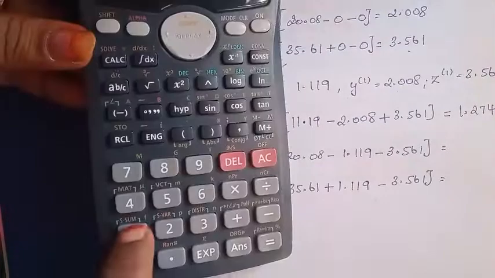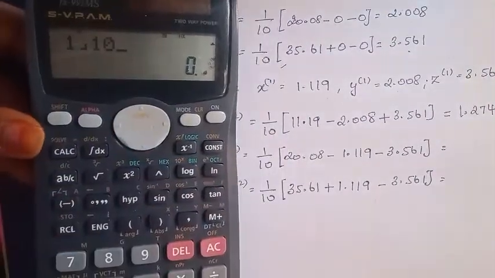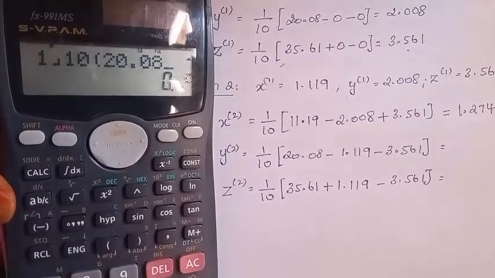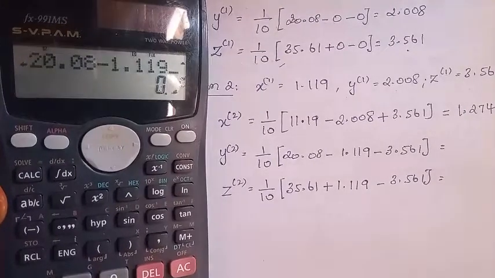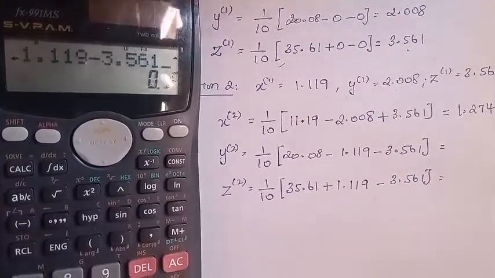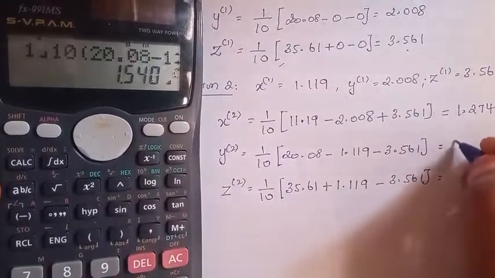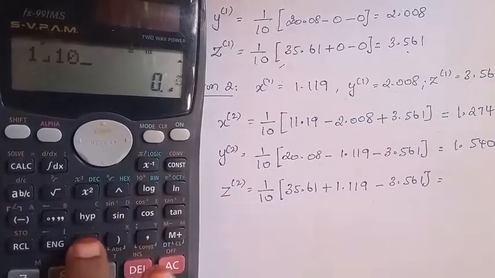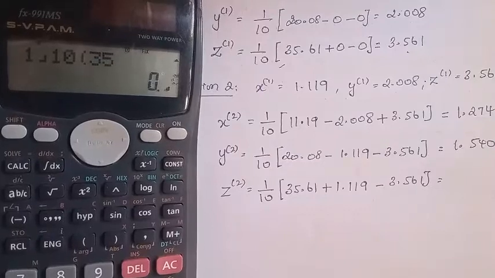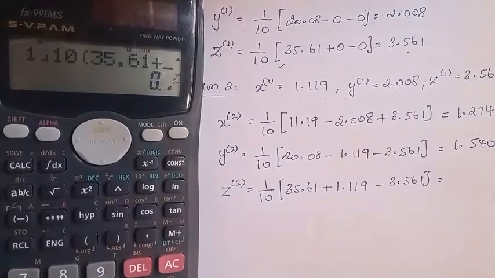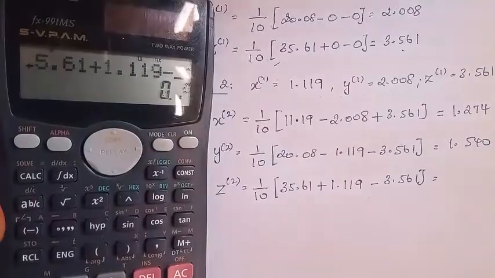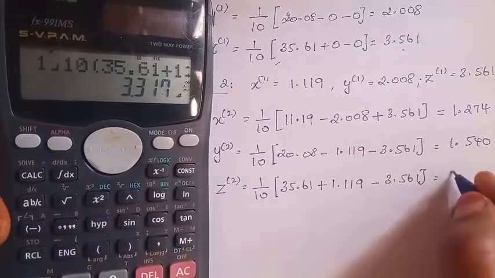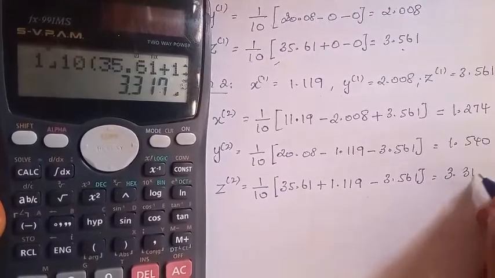Similarly the y value, 1 alpha by 10, open the bracket, 20.08 minus 1.119 minus 3.561, close the bracket, equal to, the answer is 1.540. The value of z, 1 by 10, open the bracket, 35.61 plus 1.119 minus 3.561, close the bracket, equal to, it is 3.317.